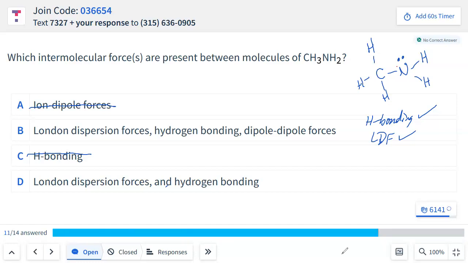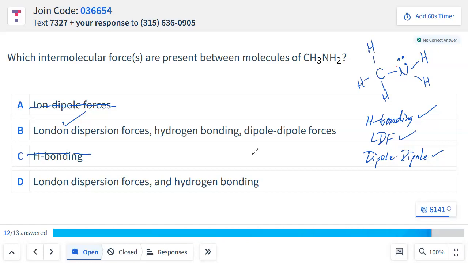Remember the conditions for hydrogen bonding. In addition to having those special bonds, what is the first condition of hydrogen bonding? I have to have something that's polar. By virtue of it being polar, I'm going to have dipole-dipole forces. So all three of these forces are going to be present in this molecule. So letter B is our correct answer here.